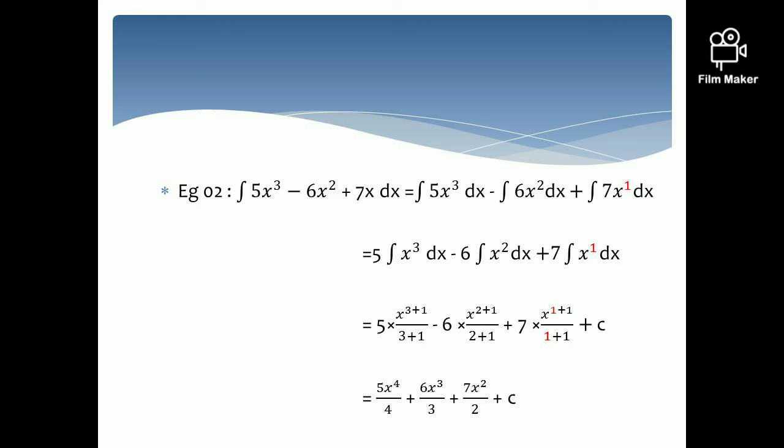Using rule number 2, you can take this constant out and you can write 5 integration x to the power 3 minus 6 integration x to the power 2 plus 7 integration x to the power 1. Then if you apply rule number 1, you can get the final answer 5x to the power 4 over 4 plus 6x to the power 3 over 3 plus 7x to the power 2 over 2 plus c.